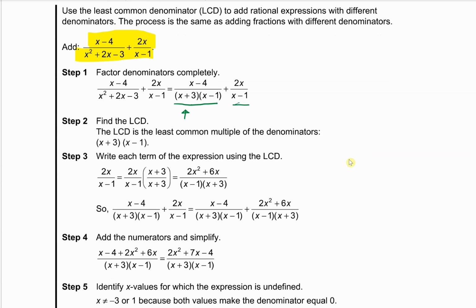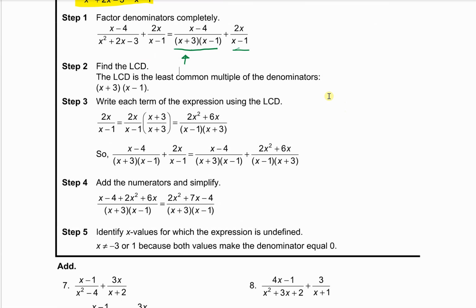x plus 3 here. So that's got to be included along with the x minus 1. So we have a common denominator of x plus 3, x minus 1. Put those two together, and you've got the least common denominator. And don't worry, we'll work some of these out so you understand it better.